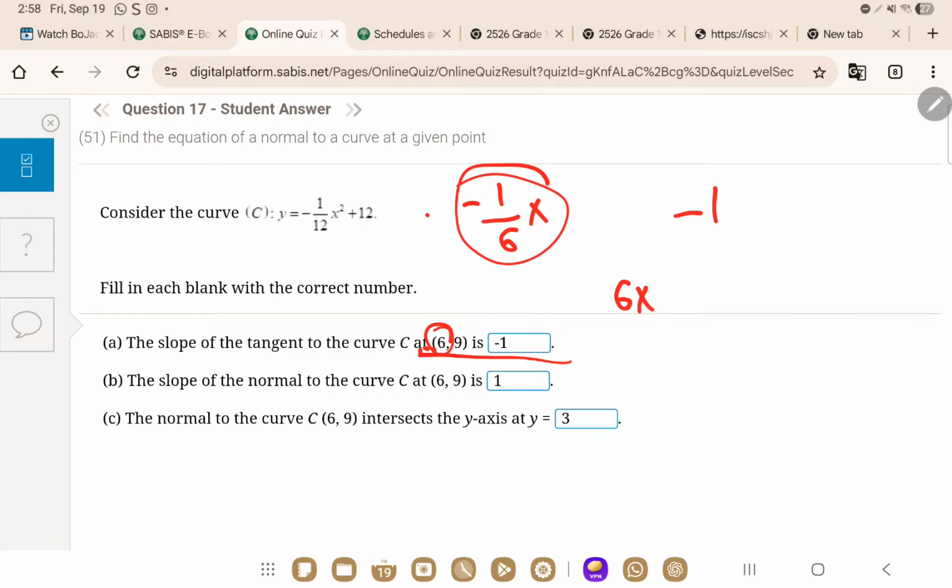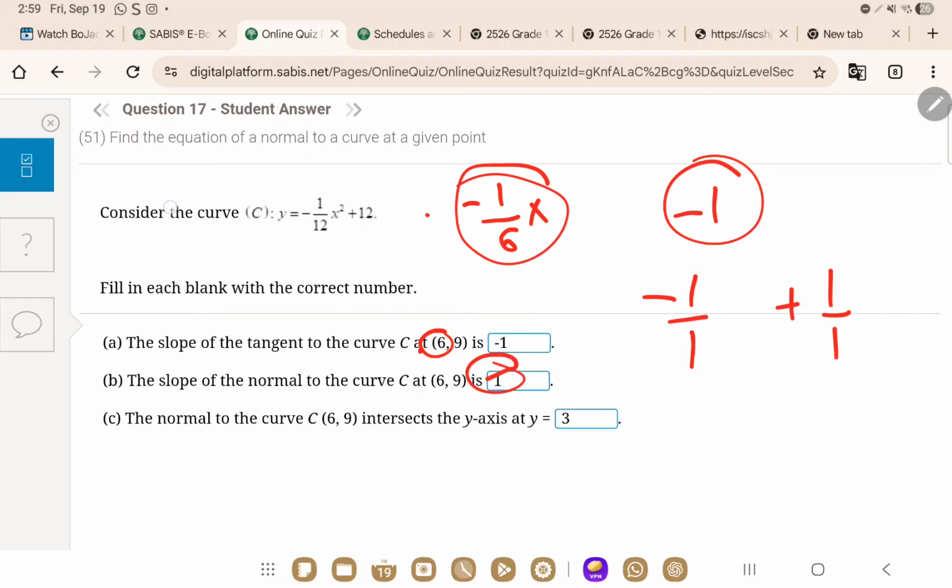Oh wait, my bad. I don't know why I flipped the equation. You don't flip the equation. This is the slope of the tangent, so the slope of the normal is the negative reciprocal. So this is negative 1 over 1. When you flip it, it becomes 1 over 1 and you change the sign. So it's just positive 1.